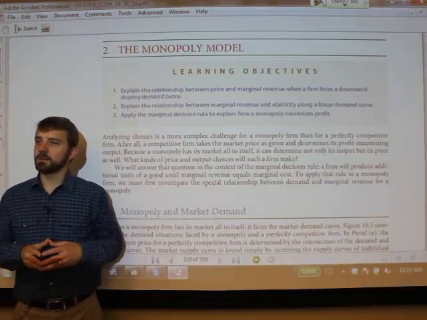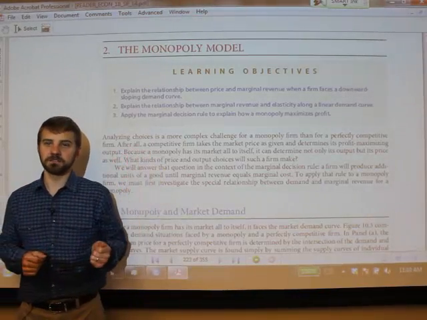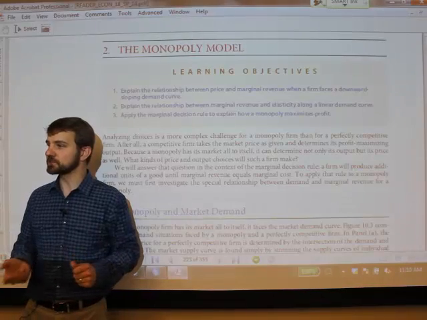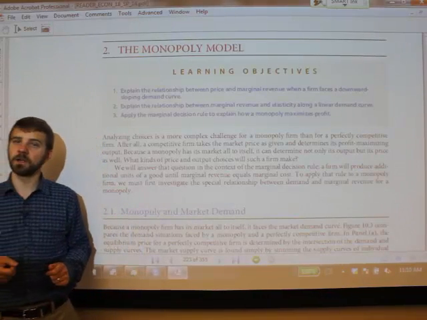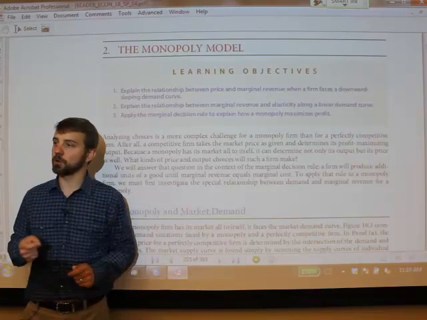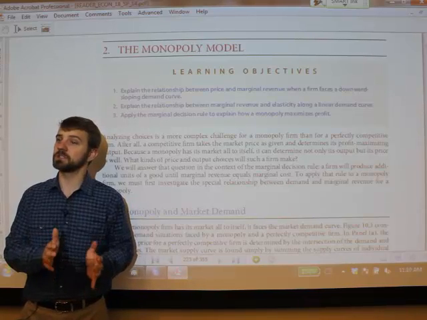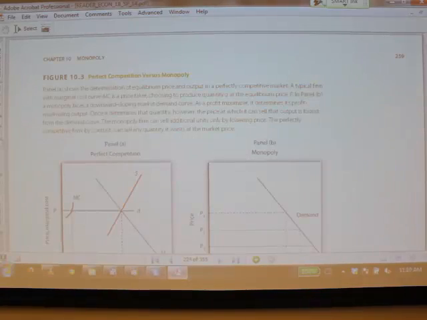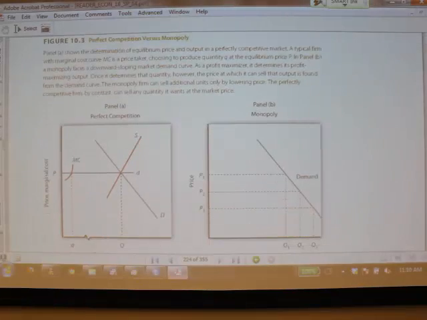Next, we're going to look at monopoly in terms of our models, in terms of demand, cost curves, and so on. Things we've seen before. But what we're going to see is there are some important differences now that the market structure we're looking at is a monopoly. First, let's recall perfect competition.